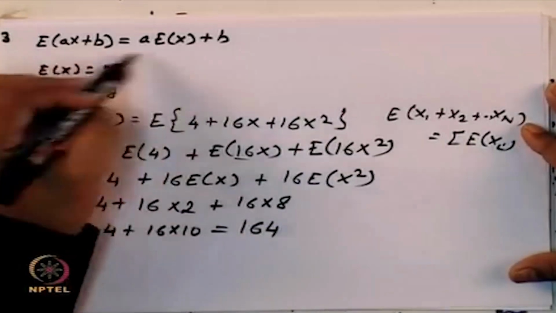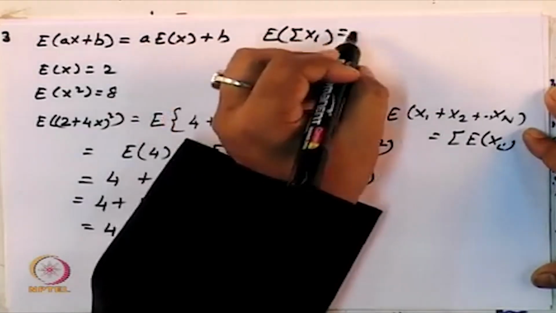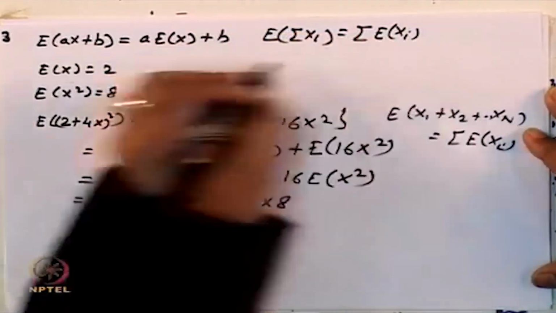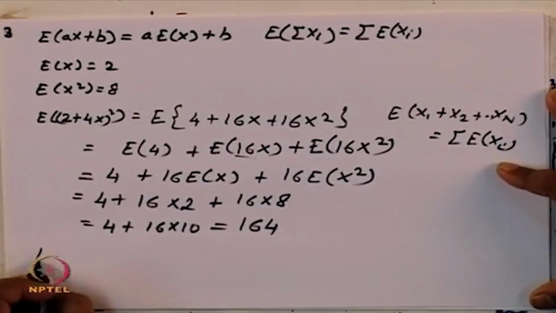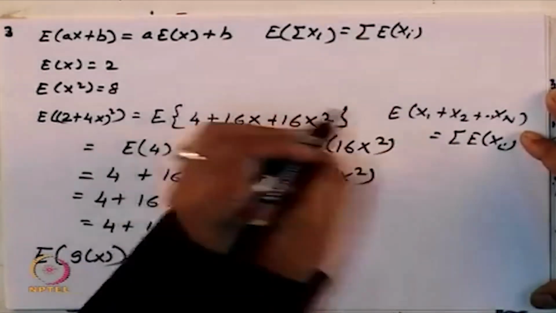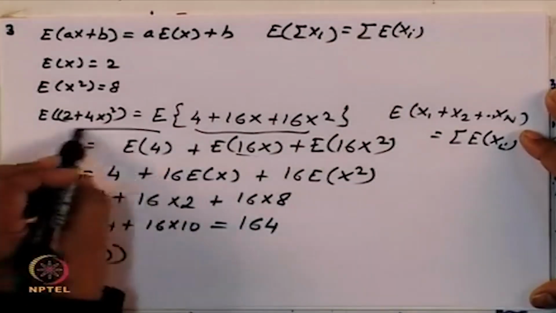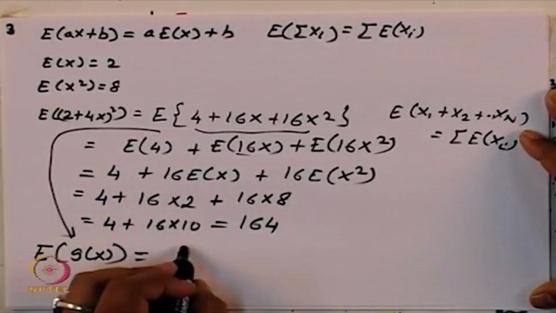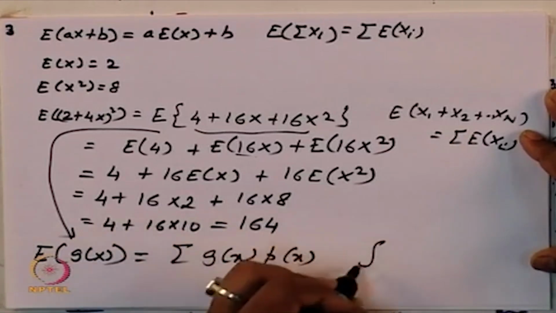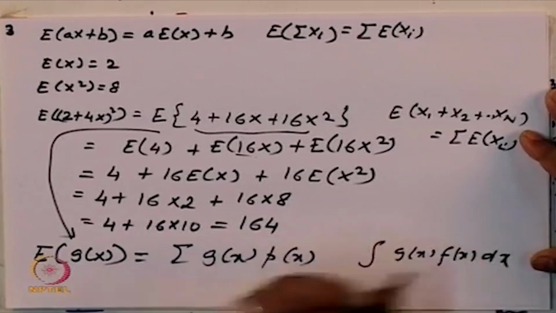I can make use of this and the identity E of summation of xi is equal to summation E of xi, or I can break it down. I also have the following thing. If you have a function E of g x, actually this we broke it down, but this is more like E of g x is summation of g x p x, or integral g x f x dx.